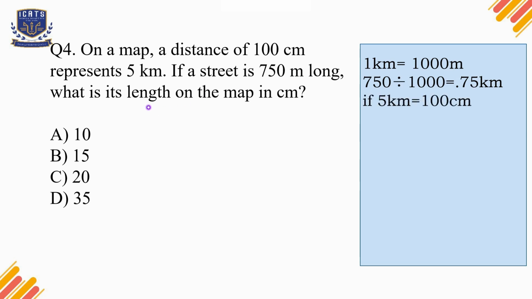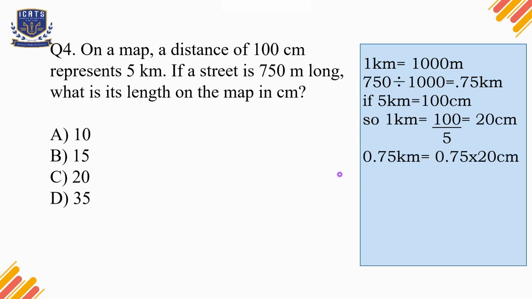Now, it's given that 5 kilometers is equal to 100 centimeters. So 1 kilometer is equal to 20 centimeters. So we can simply write 0.75 kilometers, and in place of kilometers we can write 20 centimeters. So we'll multiply 0.75 by 20, which is equal to 15. So we will select option B here. The length on the map is 15 centimeters.